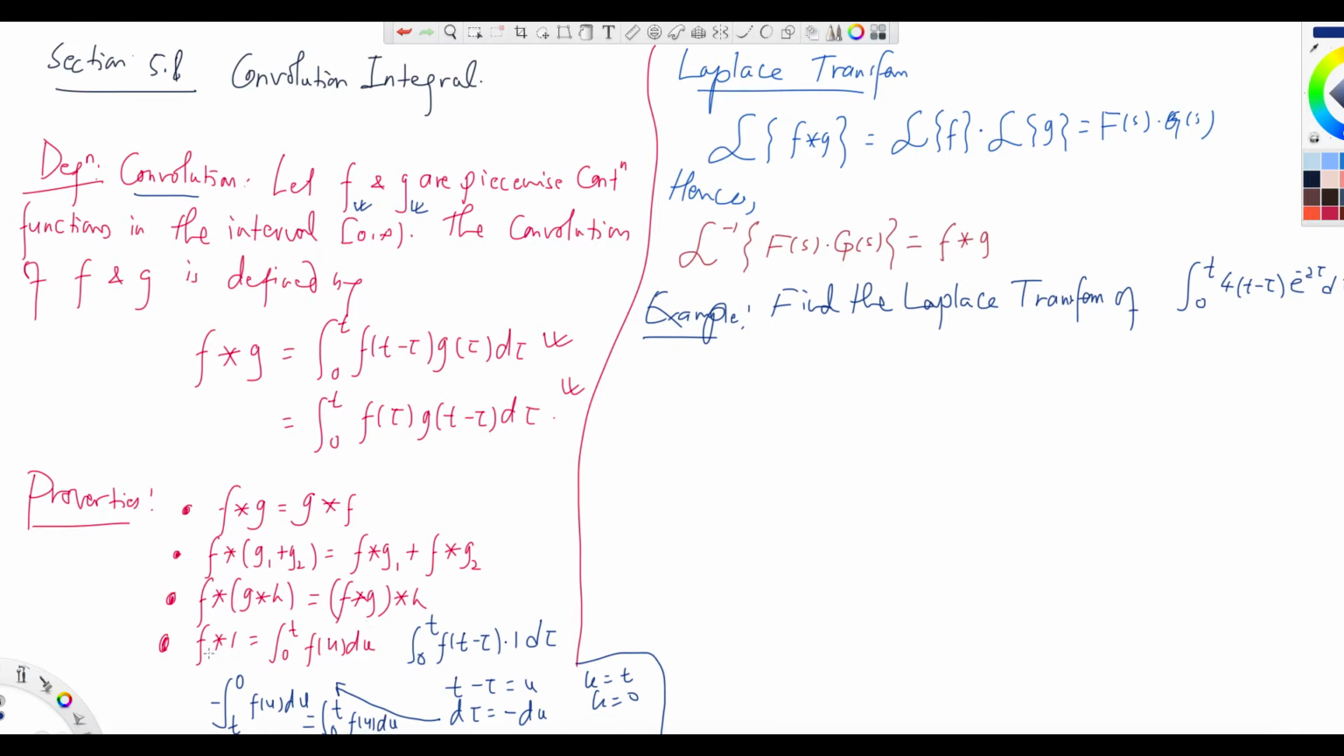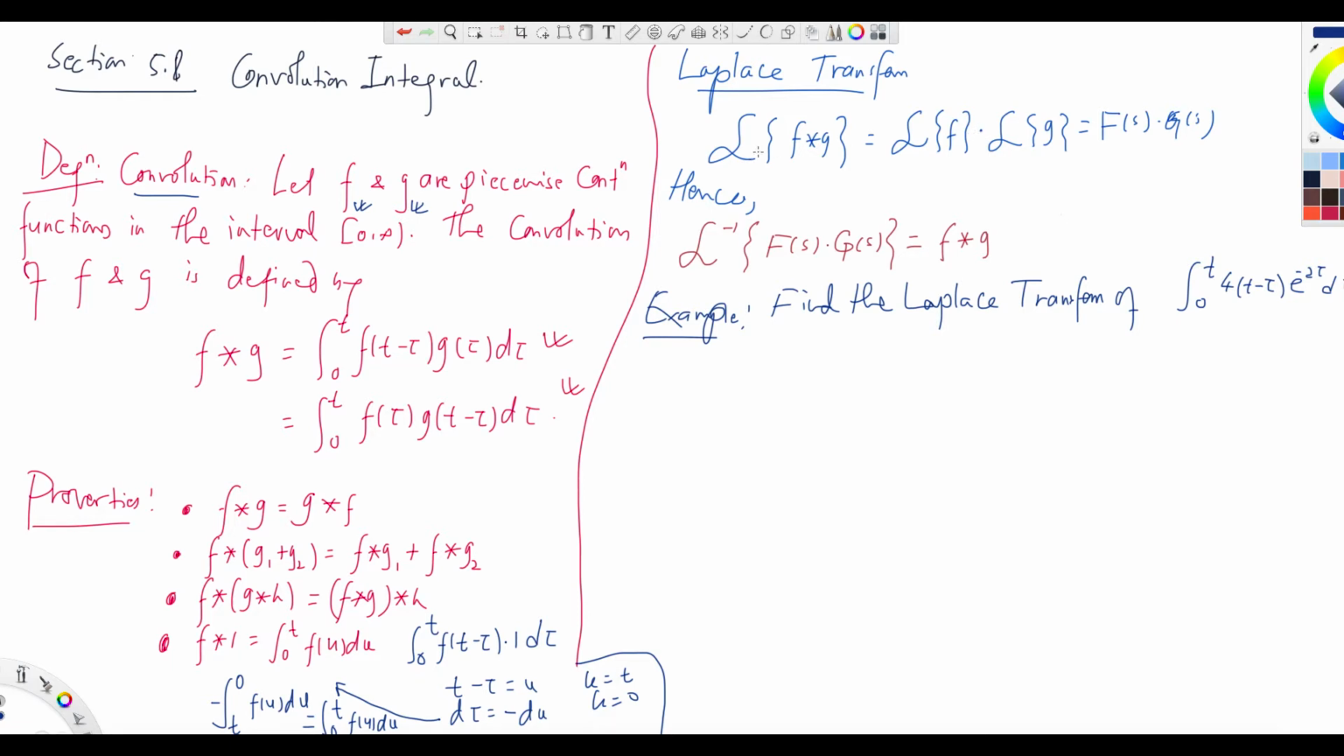So the convolution integral of a function f with 1 is basically the same as the integral of the function from 0 to t. The next thing we are interested in is the Laplace transform of the convolution integral. The Laplace transform of f convolution g equals the simple product of their Laplace transforms. So basically the convolution integral is the one that has a Laplace transform equal to the product of the separate Laplace transforms.